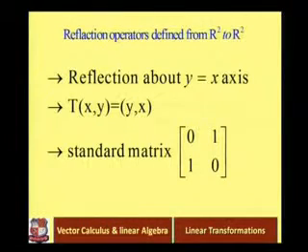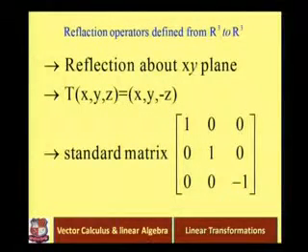Reflection about the y equals x axis, that is the mirror. Our mirror is the line y equals x. So T of (x, y) is equal to (y, x). Again, what is the first coordinate? y, and the coefficient of x, y in the first coordinate is 0 1, which is our first row of the standard matrix. And 1 0 is the second row.